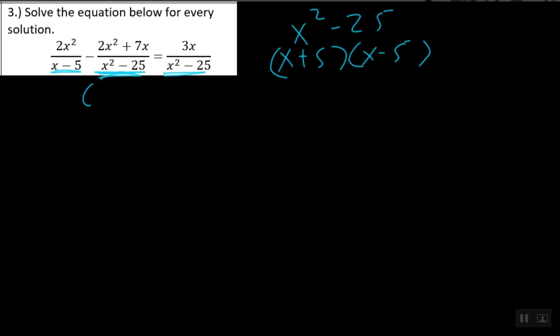Okay, so if I write this as x plus 5 and x minus 5, I can actually rewrite my whole equation. I could write it as 2x squared over x minus 5. And then, you know what, I'm always going to do this with my negative.